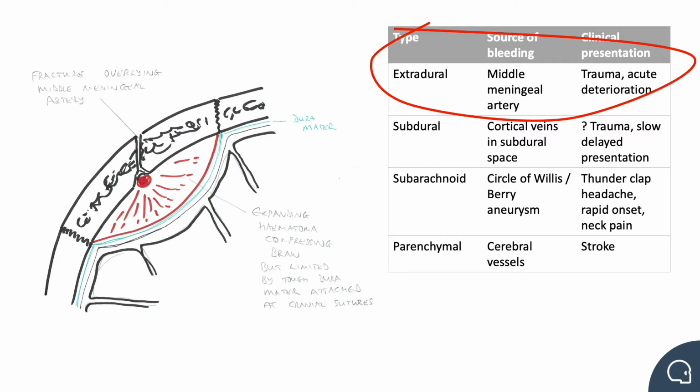Now it will be limited in the extent around the cranial cavity the hematoma will spread, because the dura is fixed to the bone at certain points with the periosteum at the suture lines. So it will be limited in its extent.